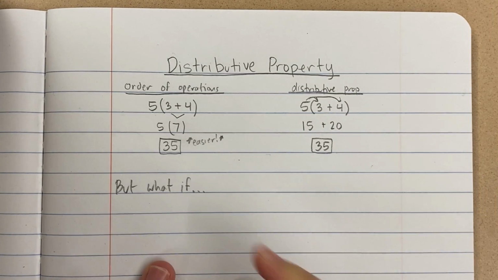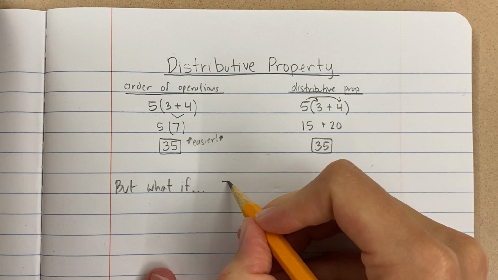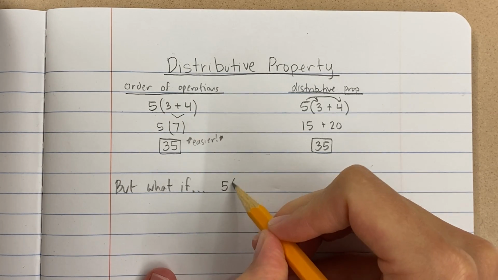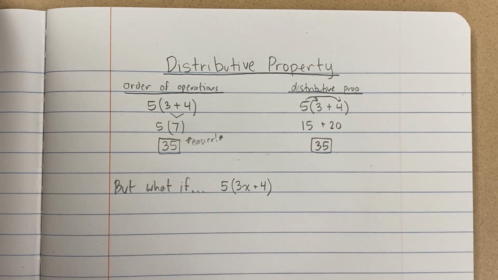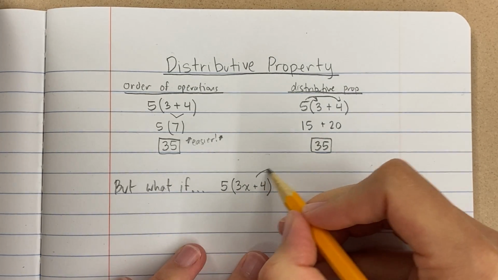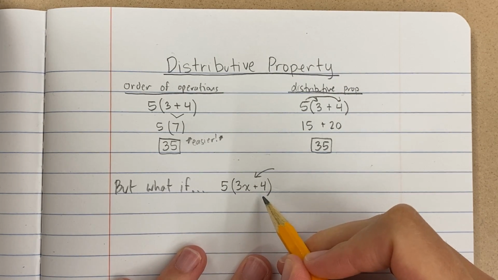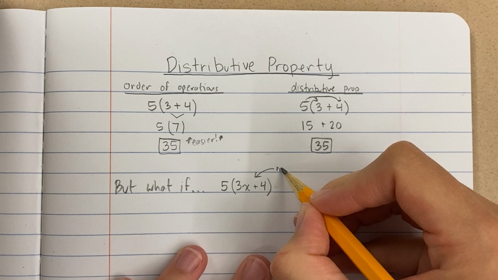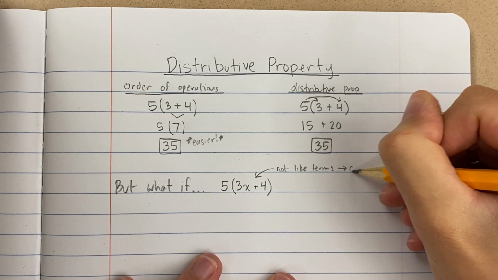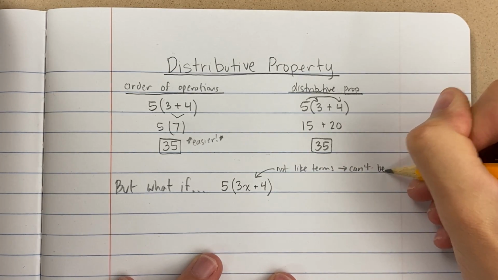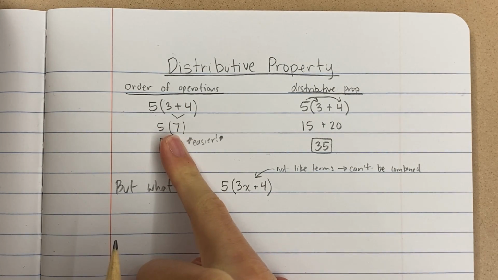But what if, instead of having something like 3 plus 4 here, we have something like, and look, I'm gonna use the same numbers. What if this was 3x plus 4? What if it was like this? Okay, now here's the thing, right? See how here I just did 3 plus 4 and I got 7. I can't do 3x plus 4 here. I can't combine those. These are not like terms. Okay, these are not like terms. So what that means is they can't be combined. They can't be added. They can't be combined. So I can't do this. I can't use this strategy.